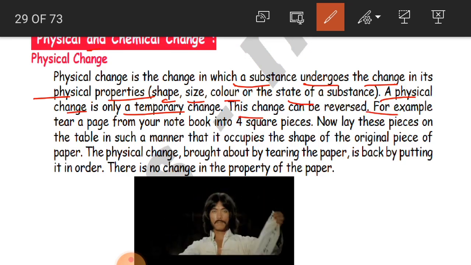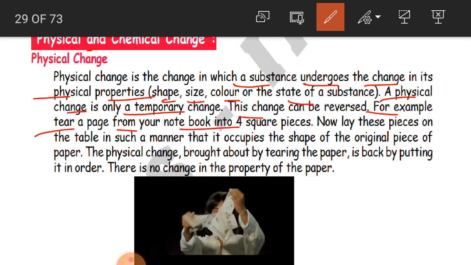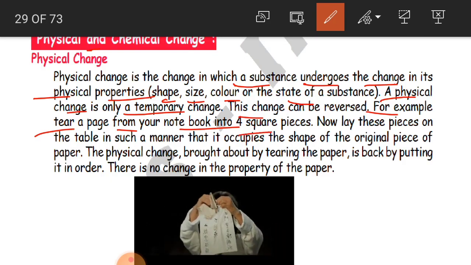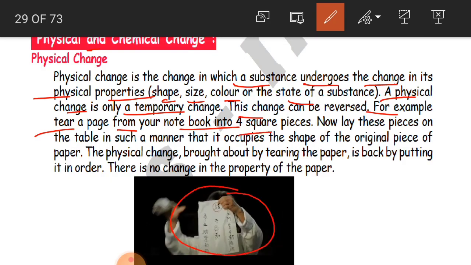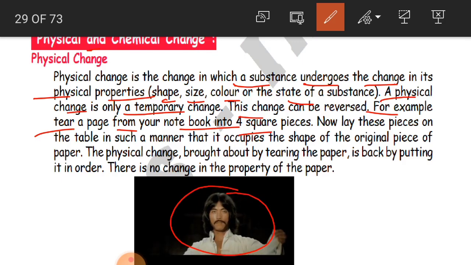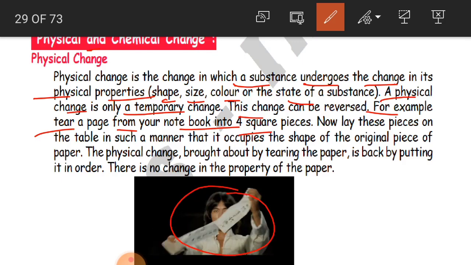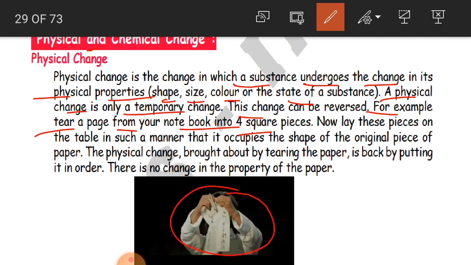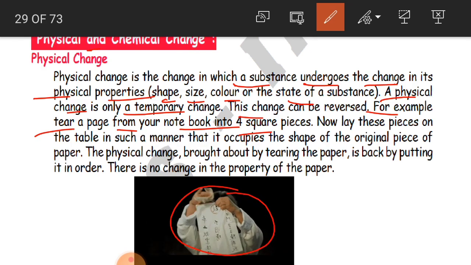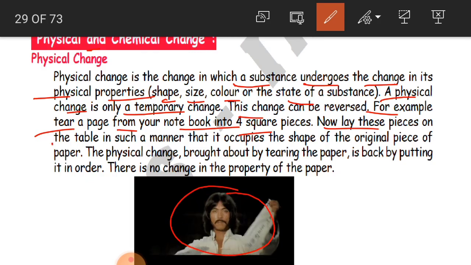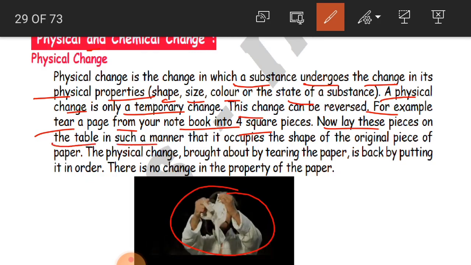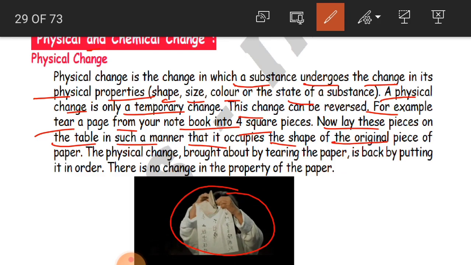Okay, so one more example is there for you. For example, tear a page from your notebook into 4 square pieces. See how the man is tearing the paper here. So here he is tearing the paper into two parts. Even if we tear any paper into 4 pieces, now lay these pieces on the table in such a manner that it occupies the shape of the original piece of paper.